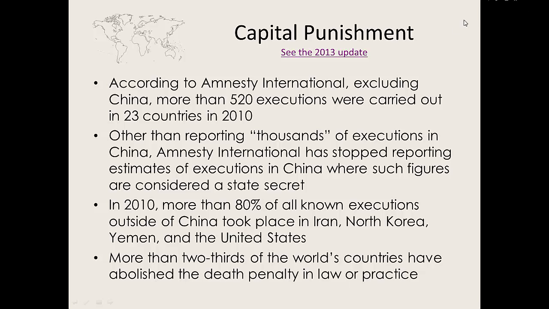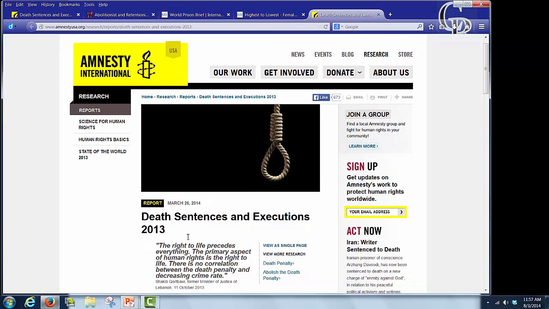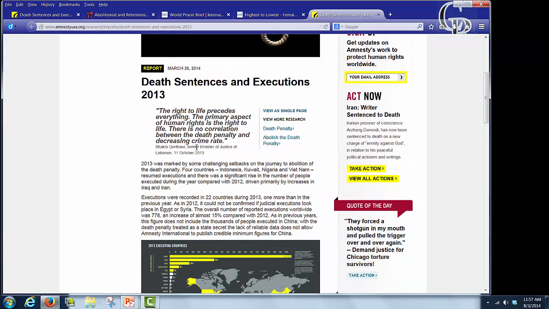But I wanted to bring to your attention the ease with which you can update information. And this could be particularly helpful, for example, if you are thinking about this as a topic for your term paper. Amnesty International's reports come out annually, and you could just do a search for Amnesty International Death Penalty, and you could get to this type of a page. Their 2013 report identifies those countries where the death penalty is still being used.